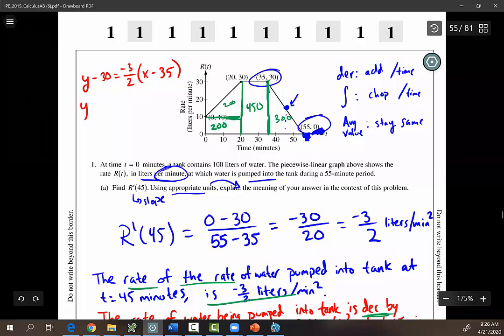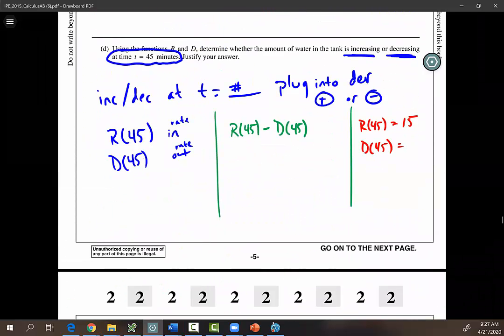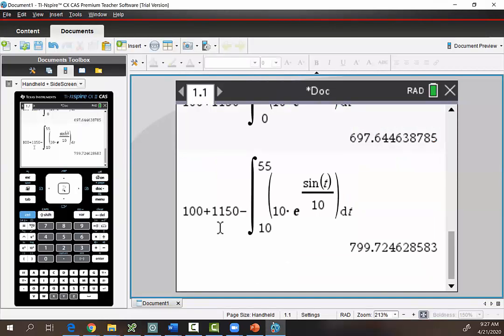So y minus 30 equals negative 3/2 times 45 minus 35, because we're trying to solve for R of 45. Y minus 30 equals negative 3/2 times 10. That cancels to a 5, and we get y minus 30 equals negative 15. Add the 30 over, and y equals 15. So either way we do that, we get R of 45 is 15. I know it was a little weird, but it is what it is.